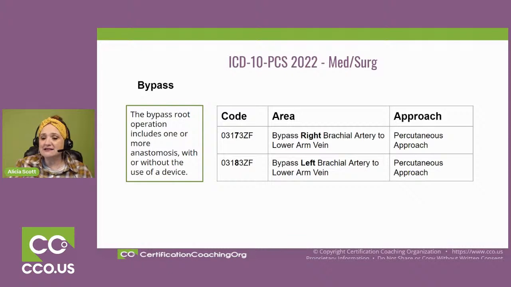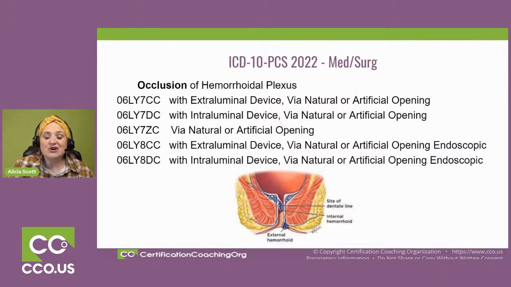Moving on to bypasses that were done for med-surg. Bypass means that we're going to have one or more anastomosis, and an anastomosis is where you're attaching with or without the use of a device. So they have added two new codes for bypass of a right brachial artery and a left brachial artery in the lower arm vein, and it's percutaneous approach, and that right and left is defined by 7 and 8 on these two codes.